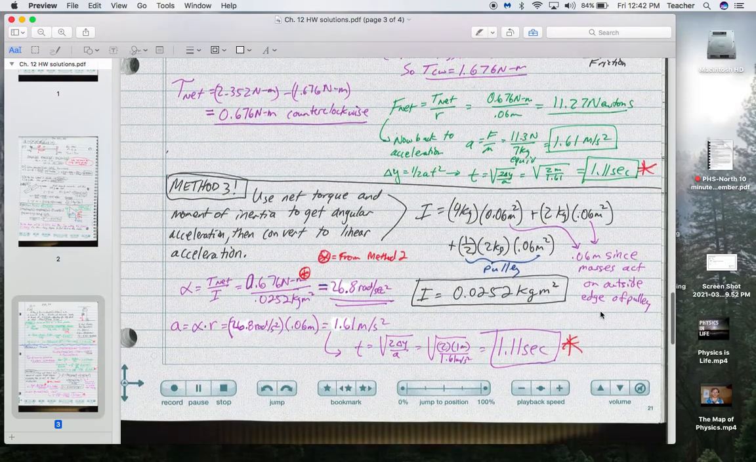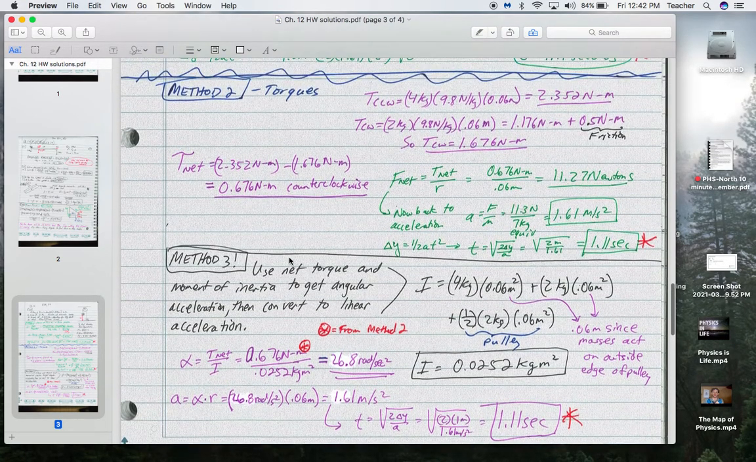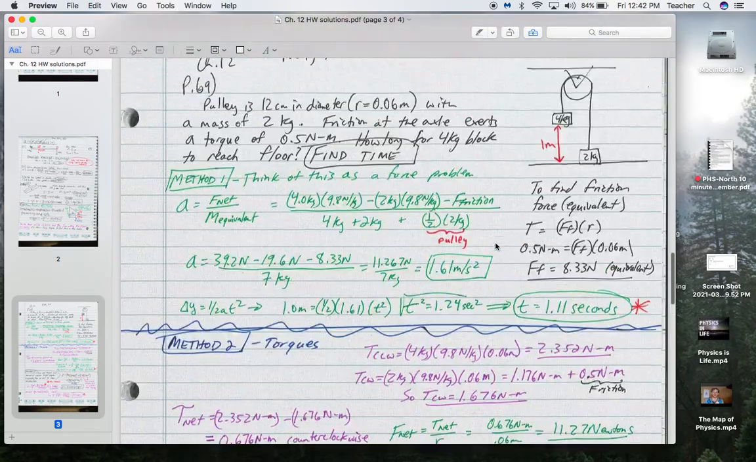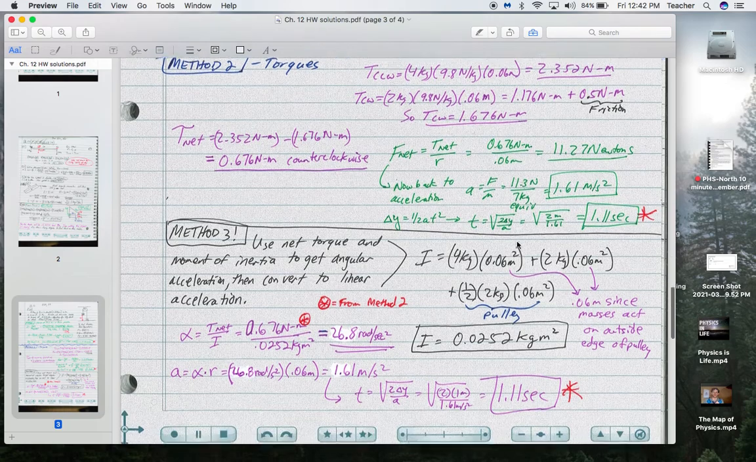Finally, down here, we're going to use the net torque and moment of inertia. We could get the angular acceleration and then convert that to linear acceleration. So the net torque is something I figured out up here, 0.676 newton meters clockwise. Moment of inertia, well, that's the pulley, and then the two masses act as if they are at the edge of the disk, so they're point sources essentially at that outer edge, and that would just be mr squared.